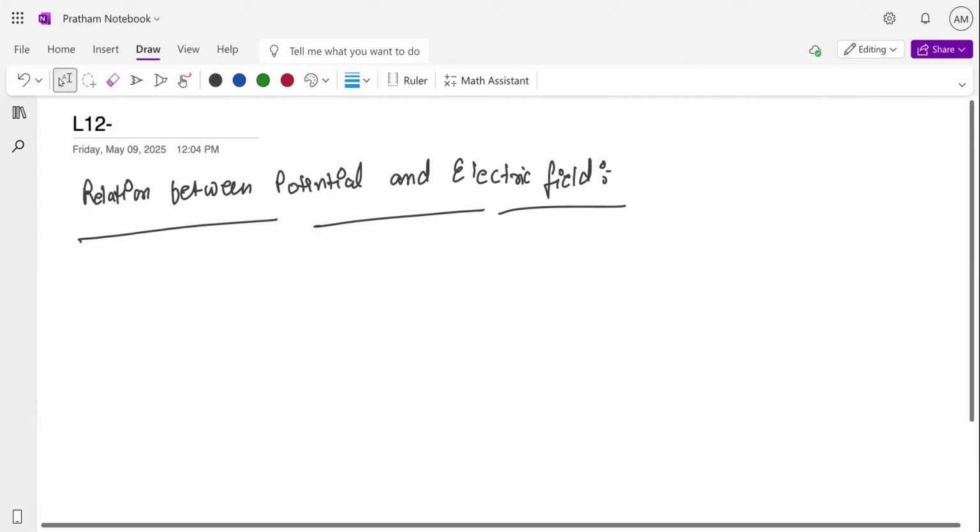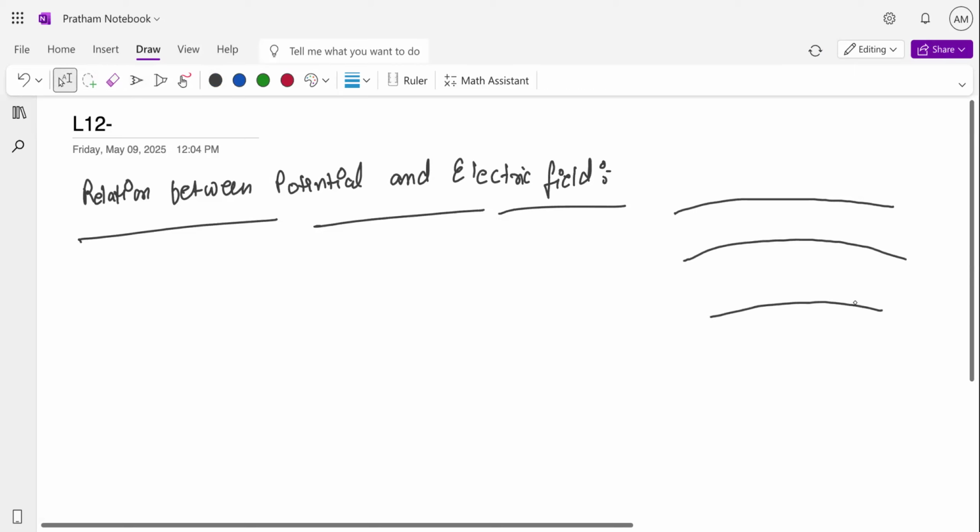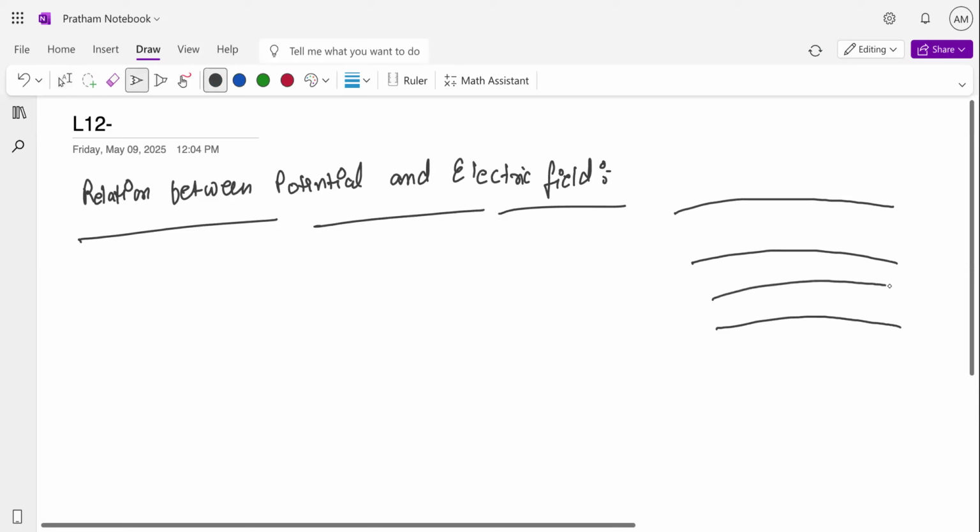Just assume that there's a random electric field like this. This is a very random electric field, and whatever is shown is the path of the electric field, going from here to here.